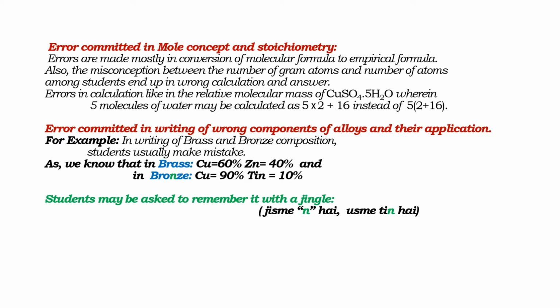Error committed in writing of wrong components of alloys and their application. For example, in writing of brass and bronze composition, students usually make mistakes. As we know, in brass, copper is 60% and zinc is 40%, and in bronze, copper is 90%, zinc is 10%. Students may be asked to remember it with a jingle, जिसमें N है, उसमें tin है.